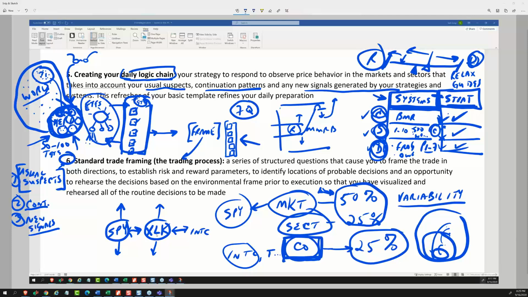So when I'm constructing my trade frames and my logic chain, I want to have a way that my dashboard of indicators has some room in it so I can see what the S&P is doing, and then I want to be able to see what the sector is doing. So I want to be able to see what Intel is doing. So even if Intel is the precise target, I also have to take a look at how do I gain information about the S&P and about technology.